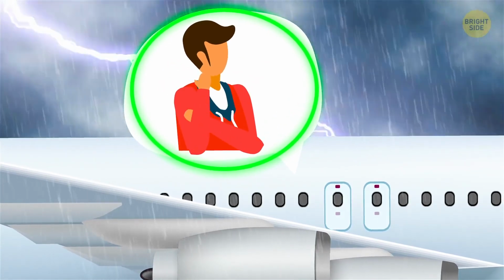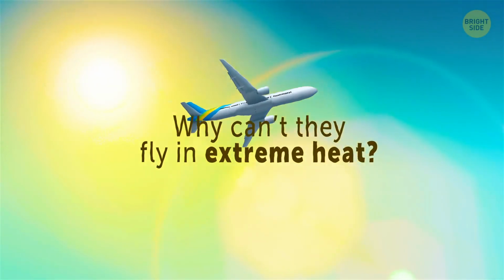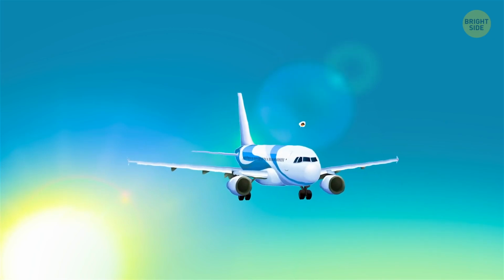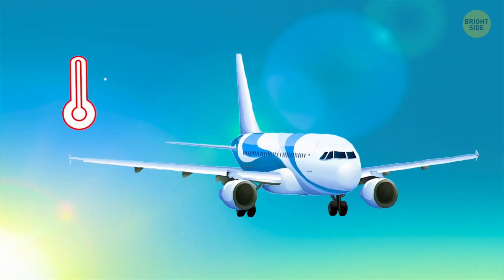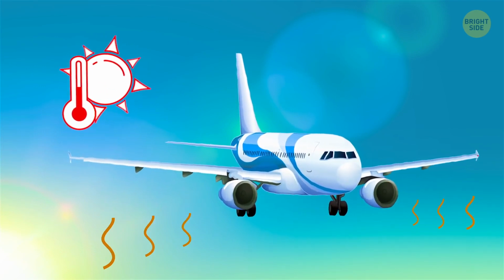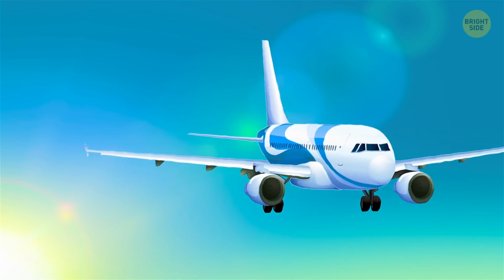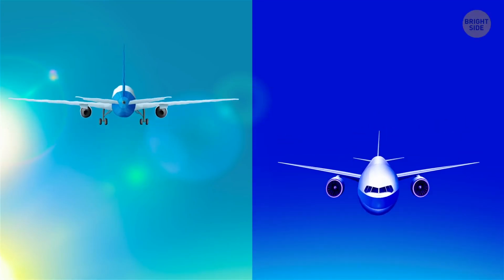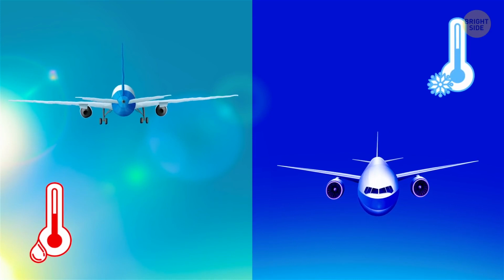But if a plane can fly through a storm, why can't they fly in extreme heat? Well, as summers get hotter, flights that are grounded due to severe heat have become more common. Heat affects aircraft in different ways. Hot air is not as dense as cool air, so the wings produce less lift. So the hotter the weather, the faster a plane has to go to take off, which requires more runway.